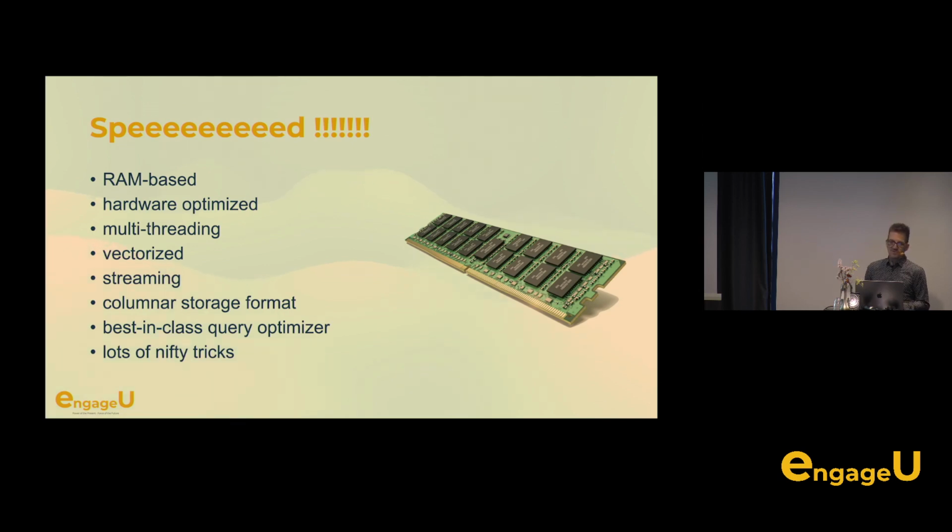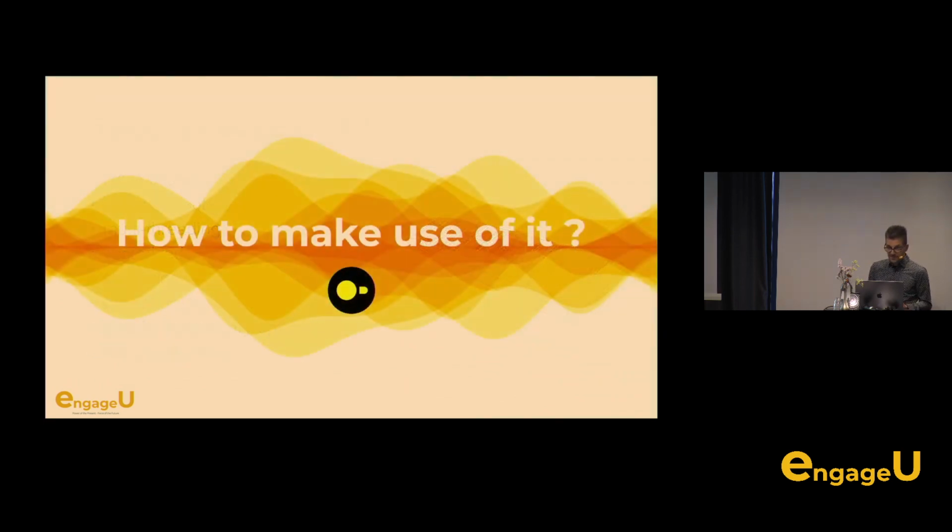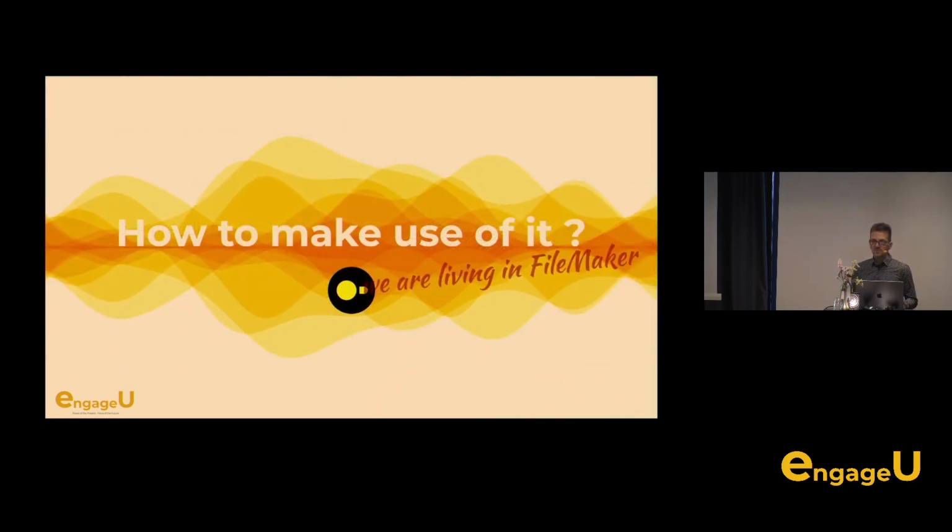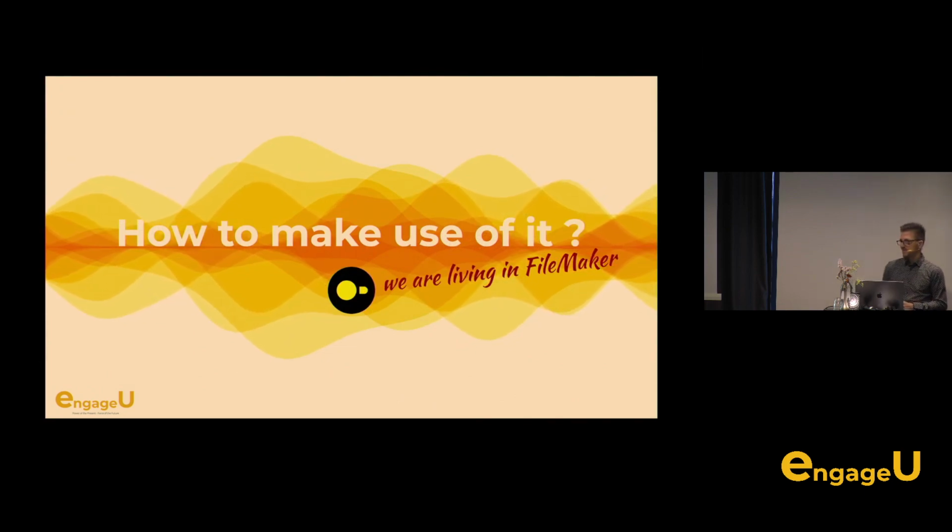today to make this highly optimized thing possible, and we gain this advantage of a lot of speed. And there are a lot of other nifty tricks they included. So how do we make use of it, because we are living in FileMaker. We are not DuckDB technicians.